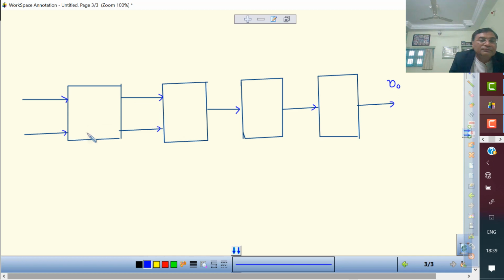So this is made of dual input unbalanced output, which gives you most of the gain of the op-amp, which provides most of the gain.